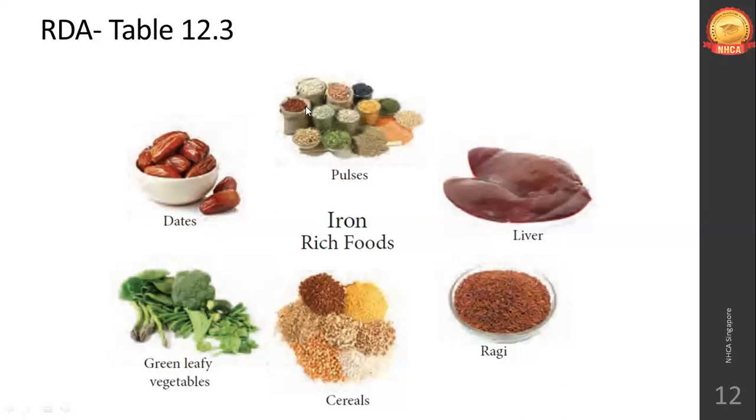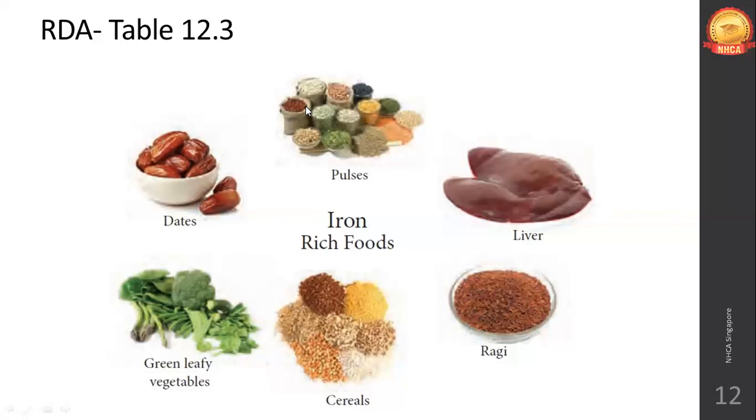So coming to the RDA, recommended daily allowances. Remember, for pregnant women, it has to be 24 microgram per day. That is important. And it can be achieved through iron tablets. And also in adolescent girls, the daily requirement for iron is slightly higher than the pregnant woman.